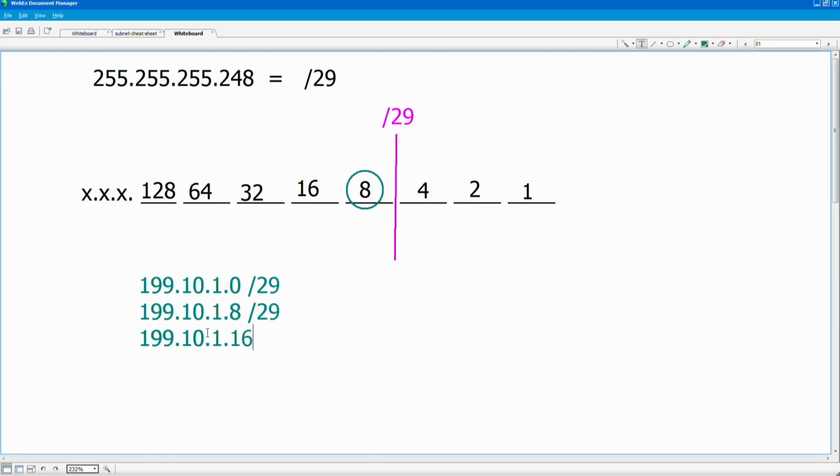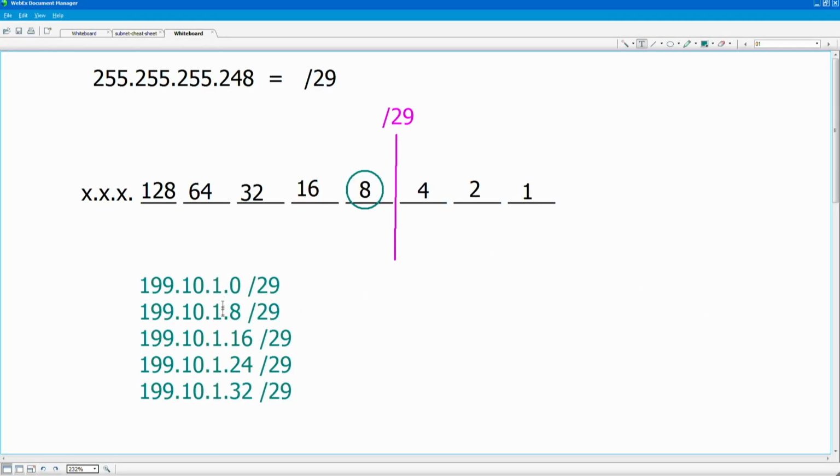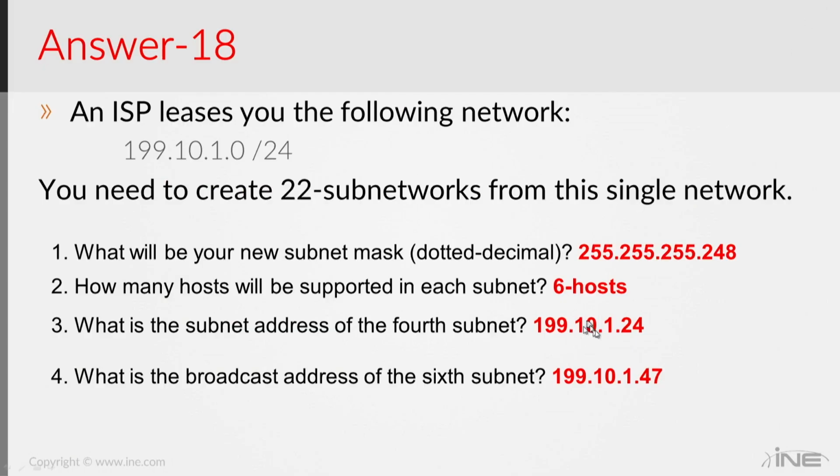My next multiple of 8 is going to be that. That's going to be my next multiple of 8 there. Let's just do one more. That's my next multiple of 8. And the question was, what is the subnet address of the fourth subnet? Well, we just figured that out. Here's the first, second, third. So this was the subnet address of the fourth subnet right there, 10.1.24. That's what led to this.